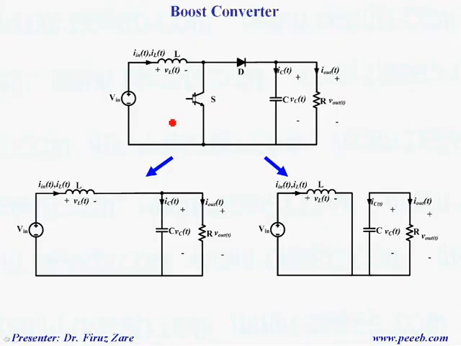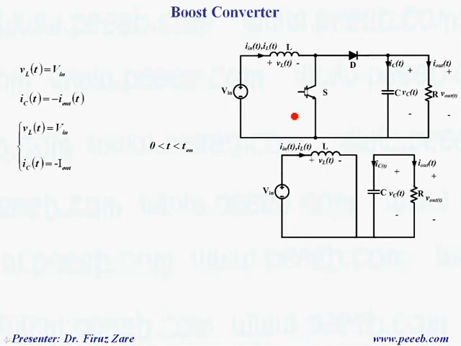So this is the circuit diagram of a boost converter. We have an inductor, a diode, a capacitor, and a switch, and also this is the load. There are two switching modes. When the switch is off, we have this sort of circuit, and when the switch is on, we have this sort of circuit. So we can find the voltage across the inductor when the switch is on and off, and then we can find the equation in steady state.